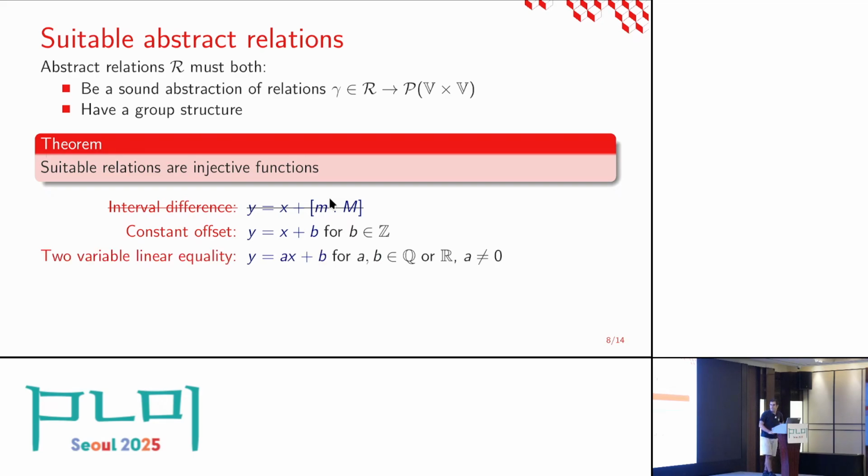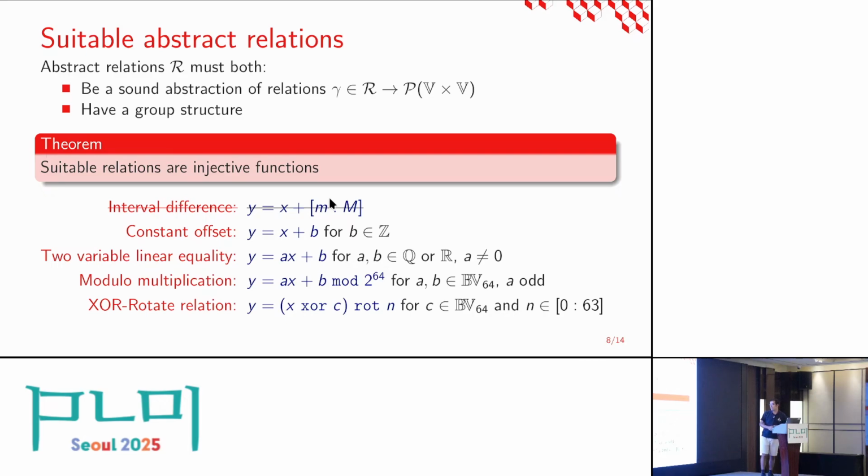You can also use two-variable linear inequality, y equals a x plus b, as long as you have a not 0, obviously, and your coefficients have to be either rational or 0, because you need to be able to invert the relation. You can have modular multiplication, because on bit vectors, if you multiply by an odd number, you can actually invert that. And for a more bitwise operation, you can also do things like this XOR and rotate relation.